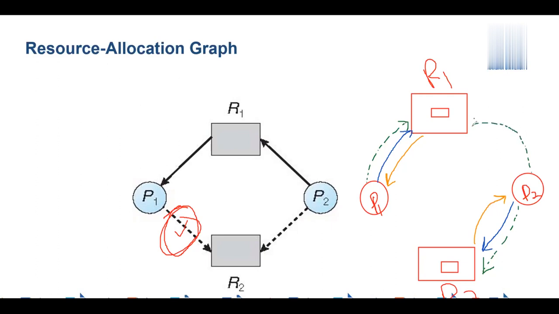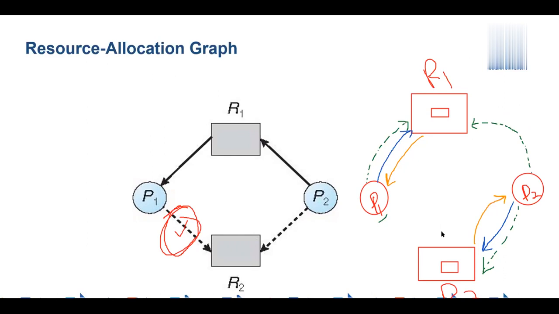They will generate a claim edge. Claim edge means they will claim to the OS. The OS will say, no, R1 is already occupied by P1, so don't make a request. So it means here, there is no request edge. Let me draw here. There is no request edge. When there is no request edge, there is no possibility of deadlock.